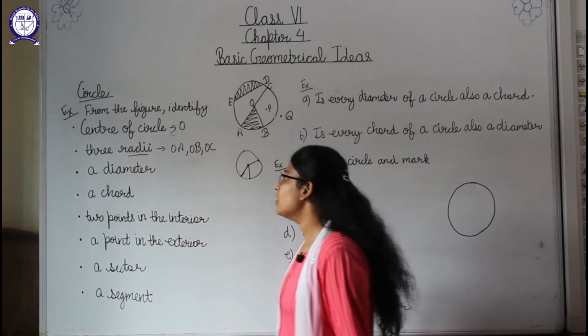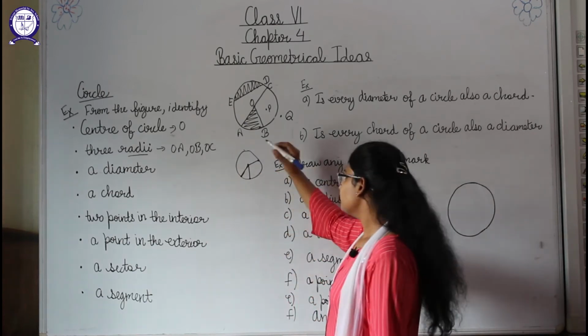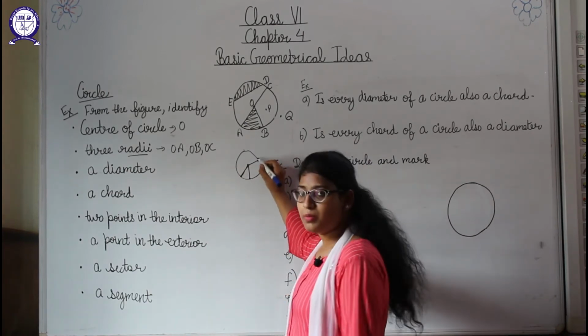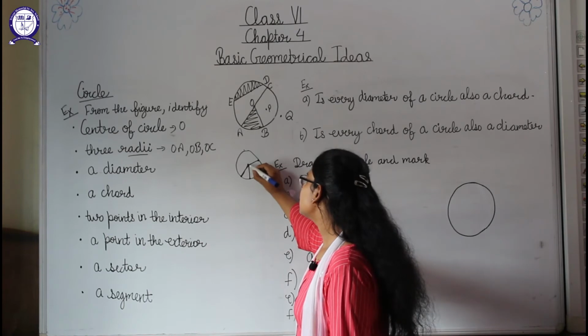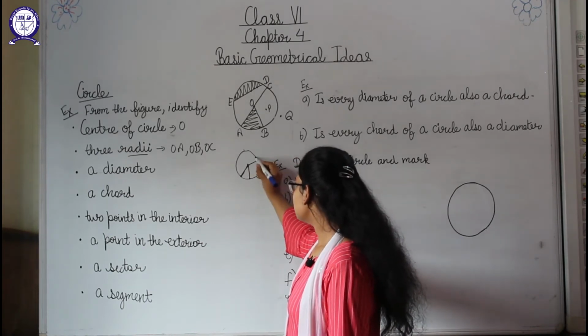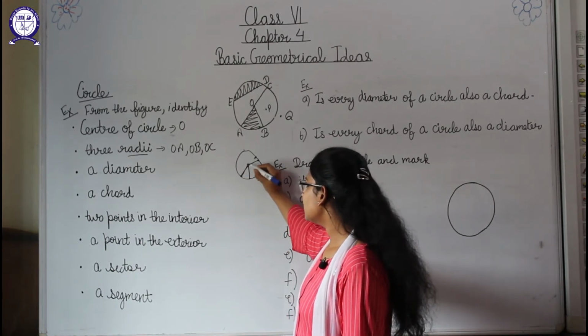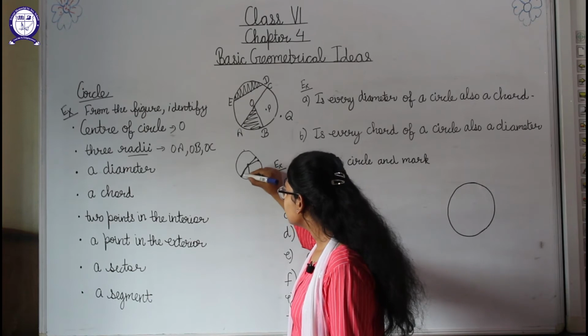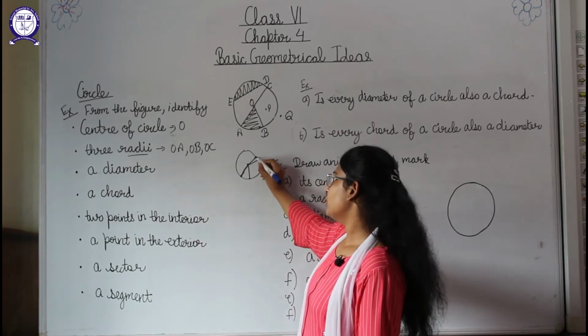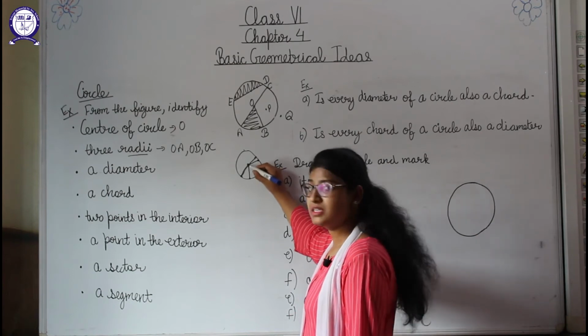Okay, now a diameter. What is diameter, students? Diameter joins the 2 points of the boundary, and it passes through the center. Suppose these 2 are the points and it's the center, so a diameter will be like this. It will be on 2 boundary points and it should pass through the center.